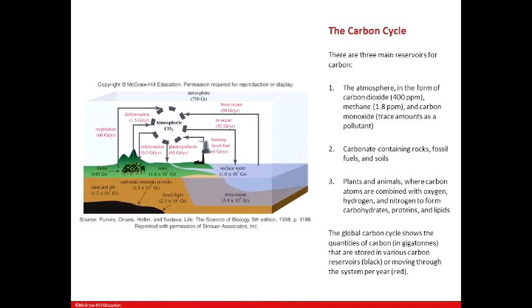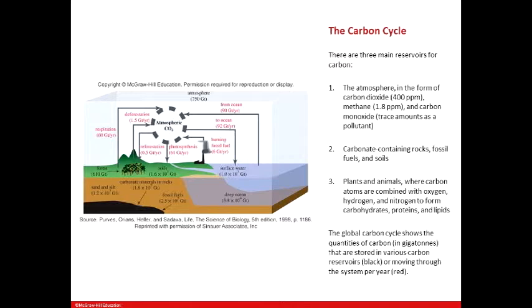Carbonate-containing rock, fossil fuels, and soils. This is another really huge area of it, particularly fossil fuels, which are used for energy, for manufacturing, for all types of manufacturing. Then we have plants and animals, which many believe contribute to the fossil fuels as well, where carbon atoms are contained with oxygen, hydrogen, and nitrogen from carbohydrates, protein, and lipids. In other words, we have the animal source here, and then we have the inorganic source here, and then we have the atmospheric.